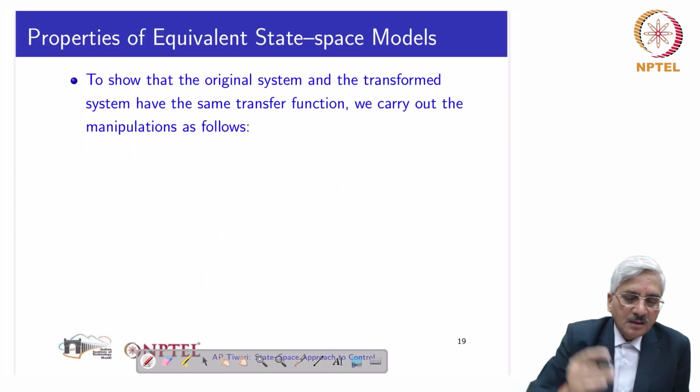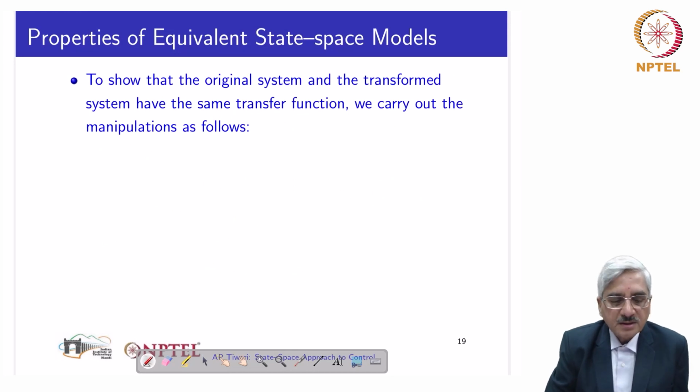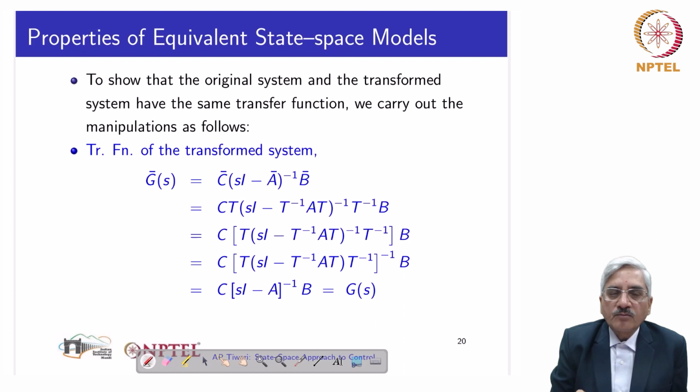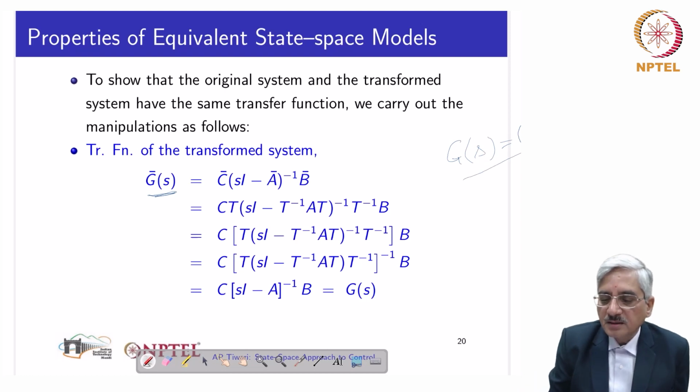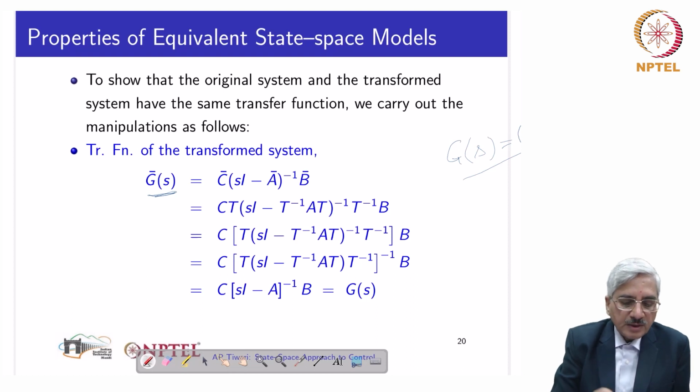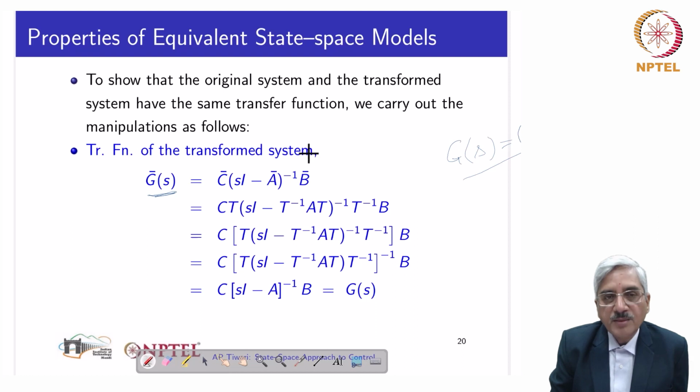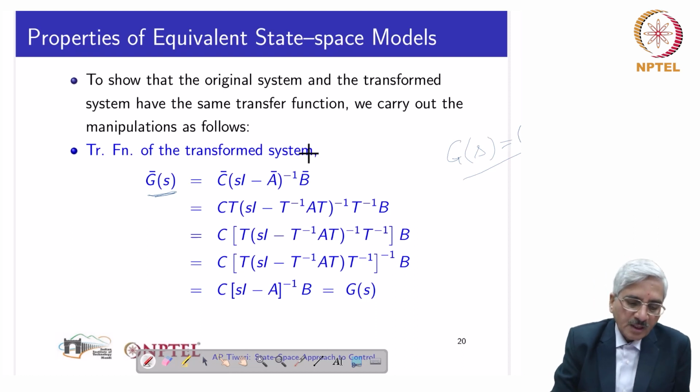Now to prove the other thing, that the original system and the transformed system both have the same transfer function, we do some mathematical manipulations. We start with the transfer function of the transformed system. In one of the earlier lectures, when I introduced the transfer function, we derived that the transfer function of a system G(s) is C (sI minus A) inverse B plus D. Here we have not considered D, so we have G(s) as C (sI minus A) inverse B. Because we are talking about the transformed system, where the system matrix is A bar, input matrix is B bar, and output matrix is C bar, we have the transfer function of the transformed system G bar(s) given by this expression.